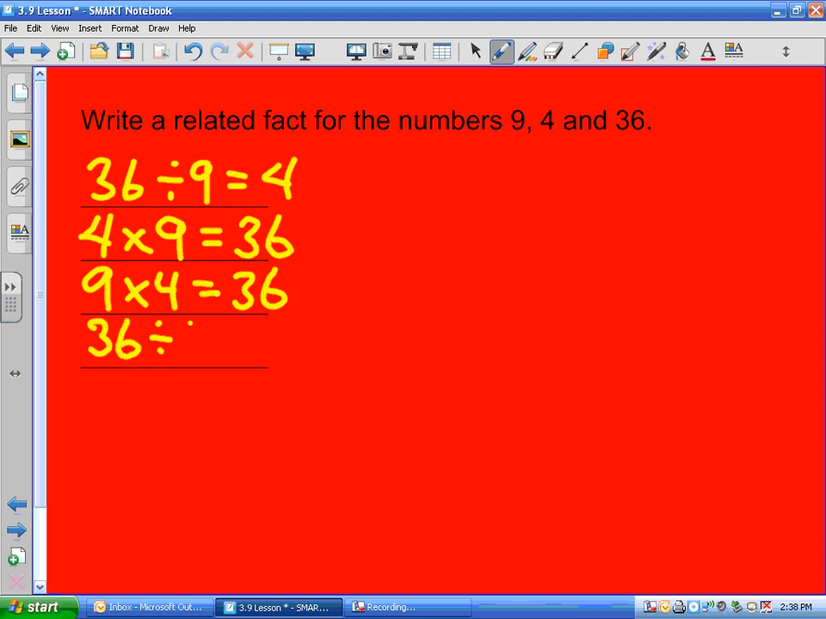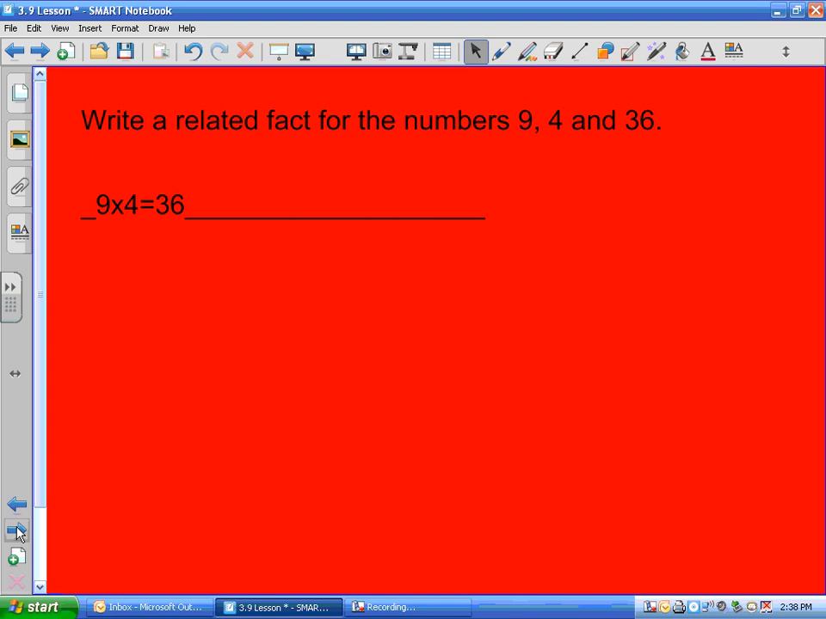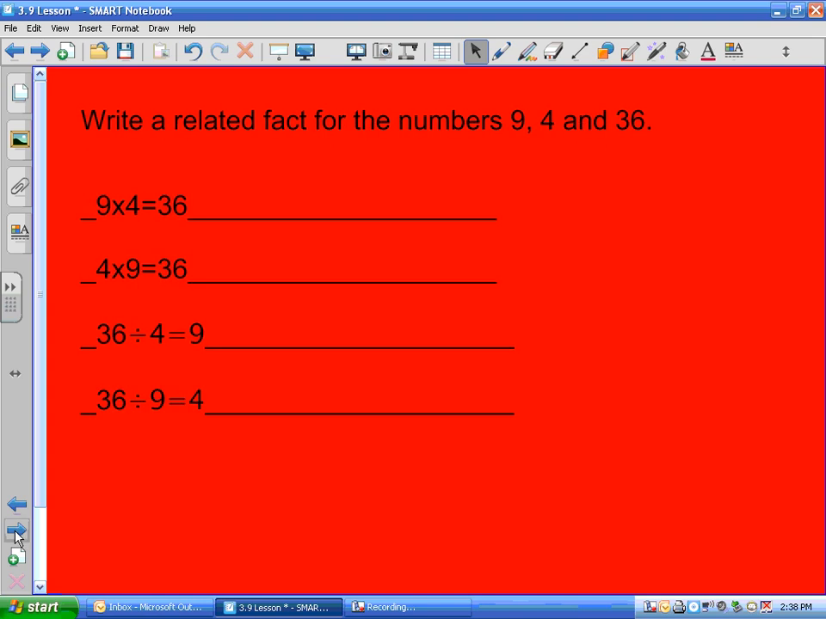36 divided by 4 equals 9. That's correct. Always start with the biggest number when you're dividing, and you always end with the biggest number when you multiply. And I think if I go to the next question, you see all 4 of them appear magically.